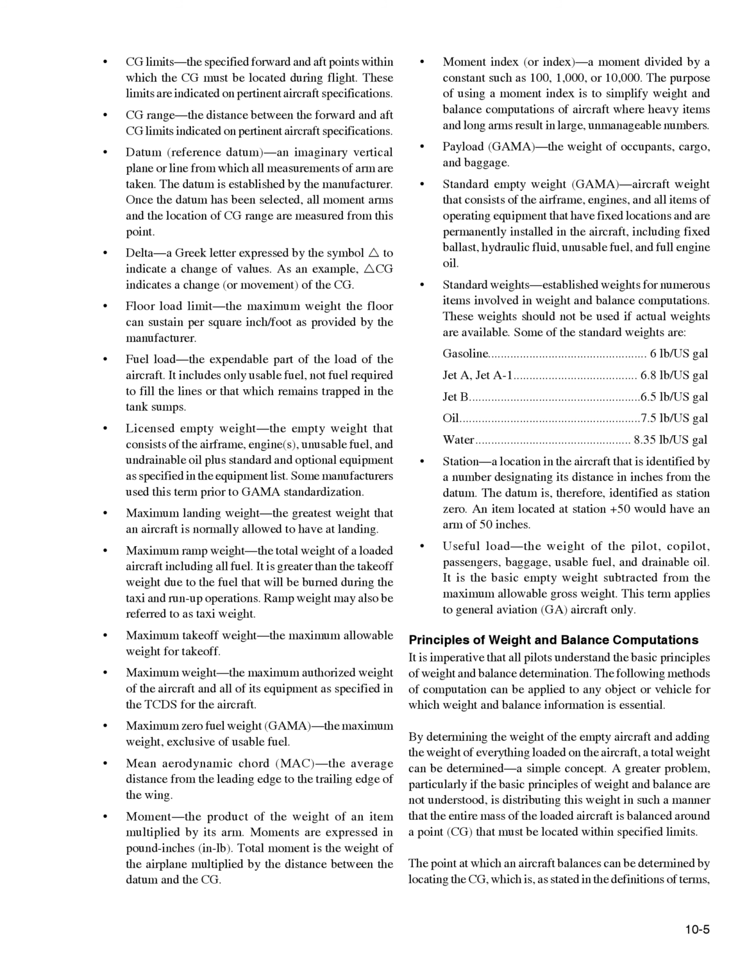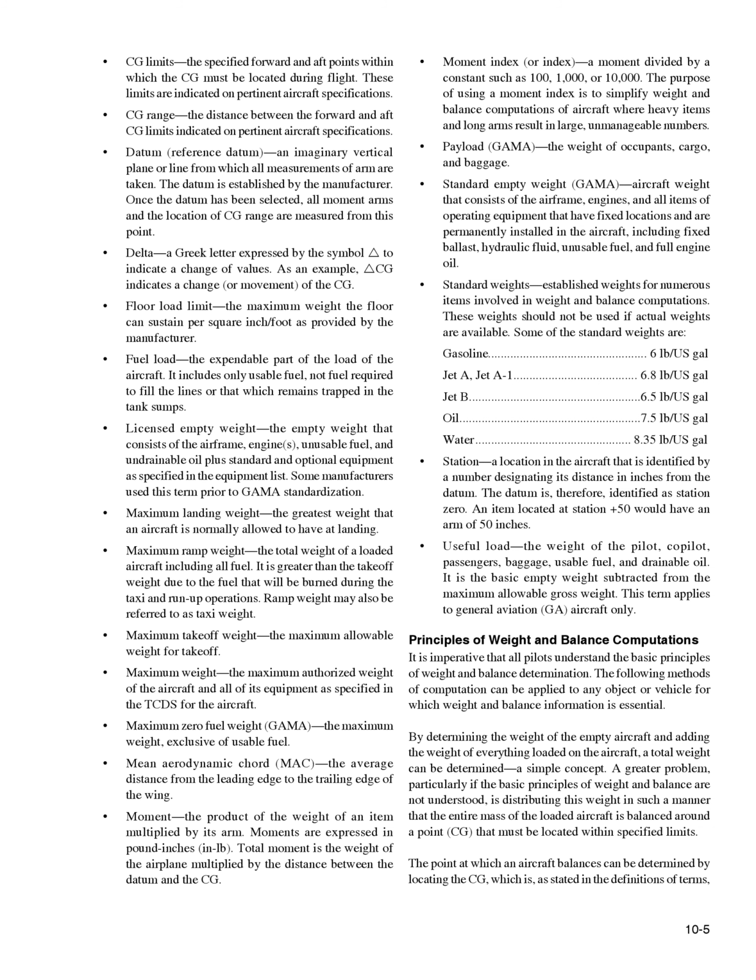It is greater than the takeoff weight due to the fuel that will be burned during the taxi and run-up operations. Ramp weight may also be referred to as taxi weight. Maximum takeoff weight, the maximum allowable weight for takeoff. Maximum weight, the maximum authorized weight of the aircraft and all of its equipment, is specified in the TCDS for the aircraft. Maximum zero fuel weight, GAMA, the maximum weight, exclusive of usable fuel.